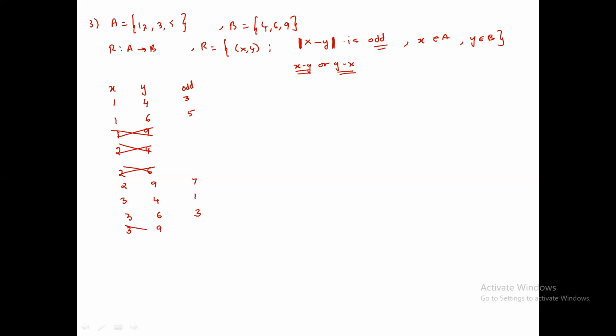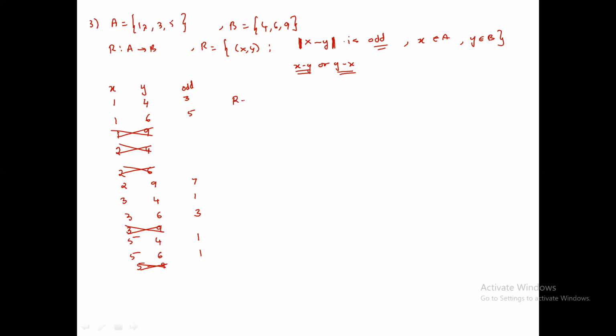3 minus 9 is an odd number? You can't, it's an even number. You can't take. 5 minus 4 or 4 minus 5 you can take because it's an odd number. 5 minus 6 or 6 minus 5 you can take, it's an odd number. 5 minus 9 or 9 minus 5 you can't take because it's an even number.